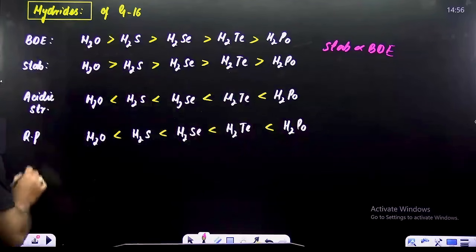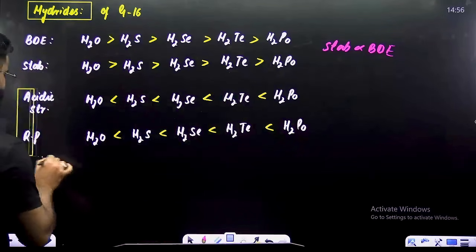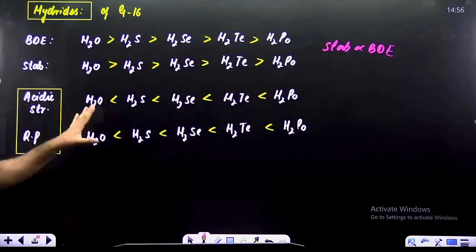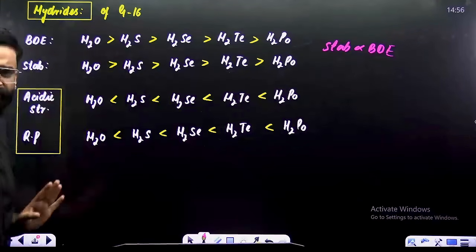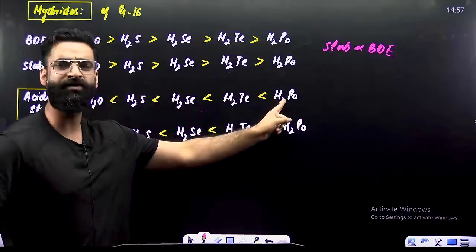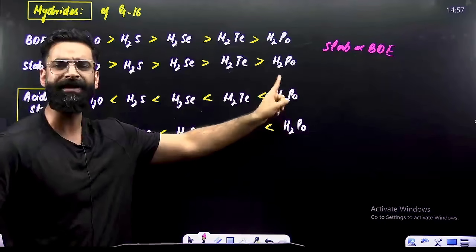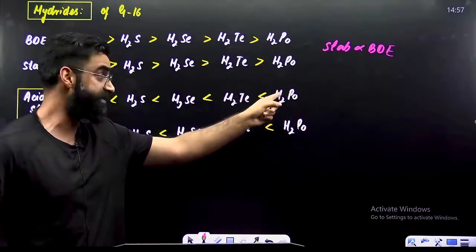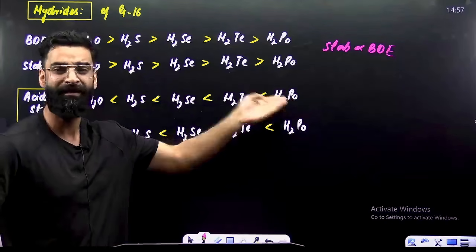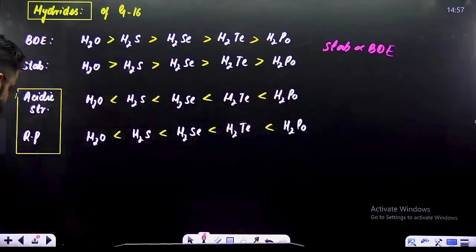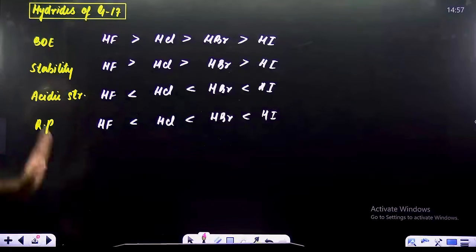Perfect. Acidic strength and reducing power, they show the same order, and the order is reverse of these two. It's pretty much simple. See, H2Po, its bond dissociation energy is least, so it is going to give away H positive easily. If it is giving away H positive easily, that means it's going to be more acidic for sure. And whatever is going to be the order of acidic strength, same is going to be the order of reducing power. Similarly, hydrides of group 17.